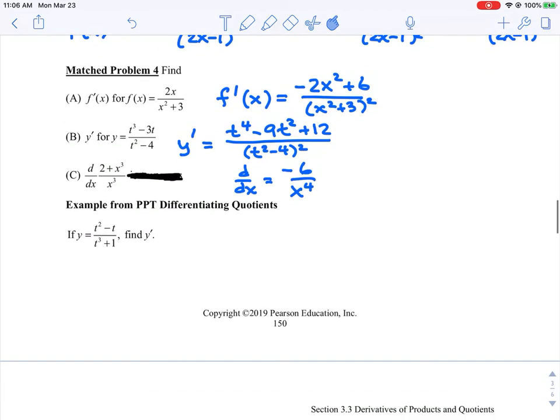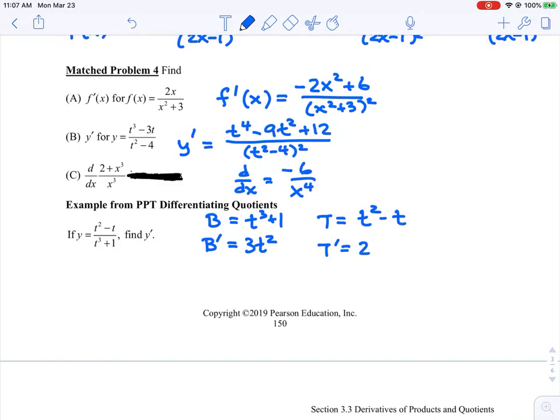Hopefully you were successful in the matched problems. Let's look at another example for differentiating quotients. Again, let's do our bottom, bottom prime, top, top prime. The bottom is t to the third plus 1. The top is t squared minus t.